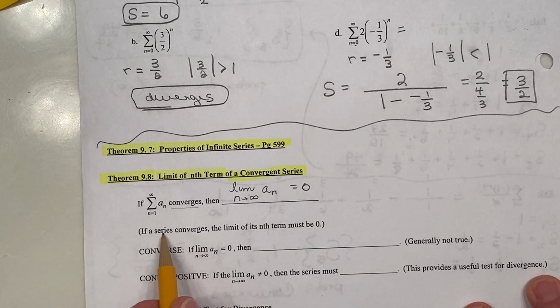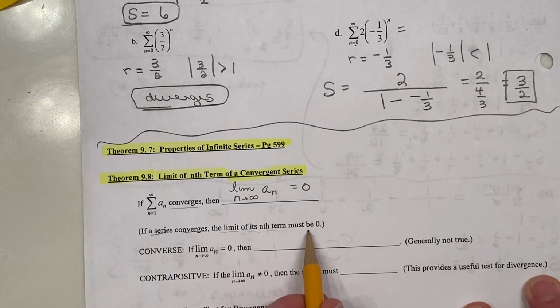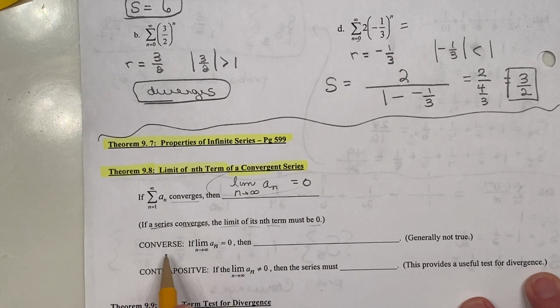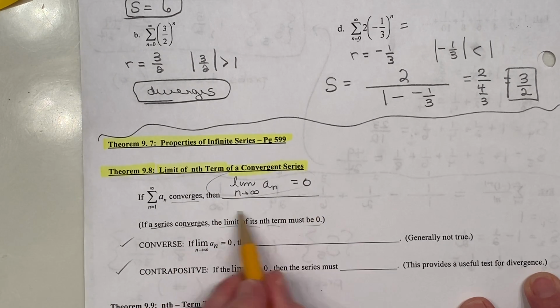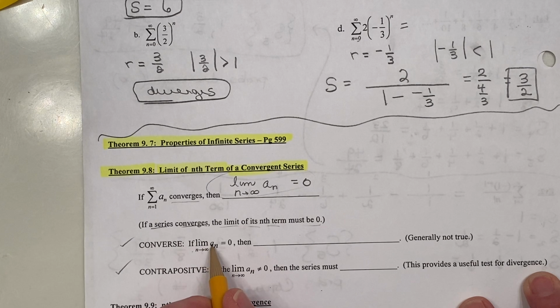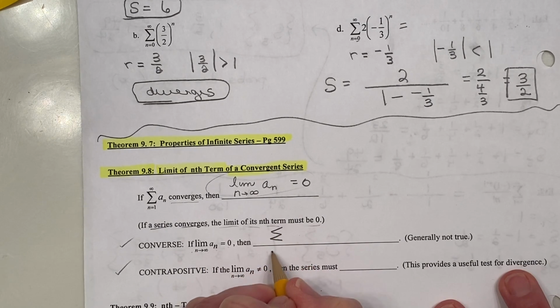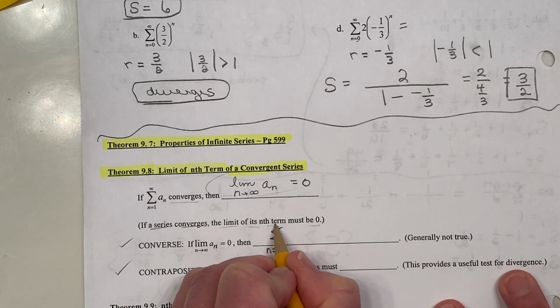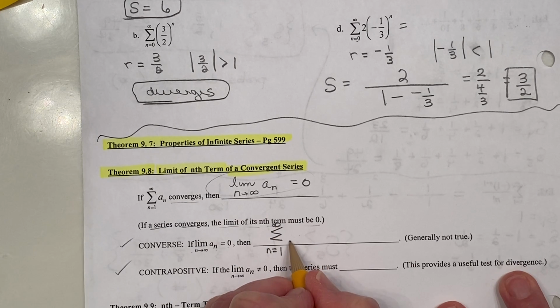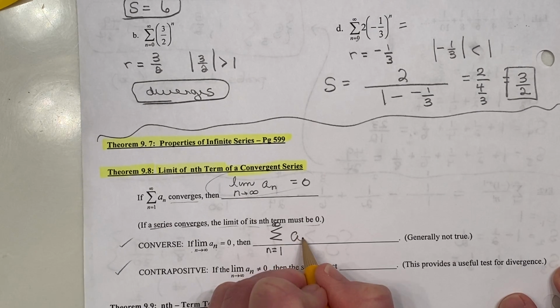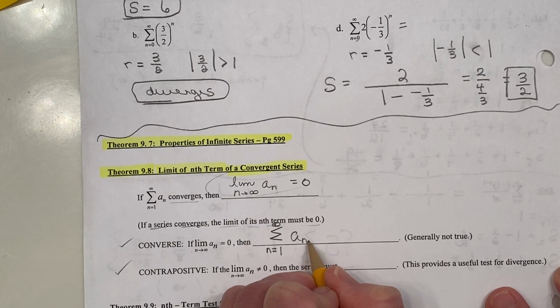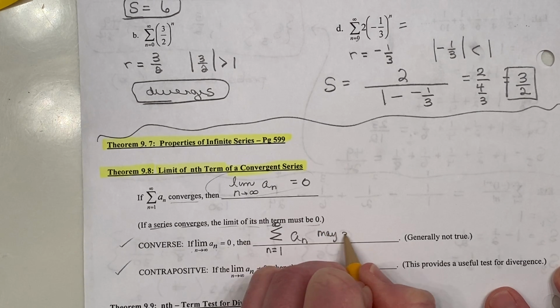Furthermore, it says if a series converges, the limit of its nth term must be 0. That's this statement. Some things to think about, what this is not saying. If the limit does go to 0, with no mention of convergent or divergent, then that series may or may not converge. So the converse is not true. Just because I see the later terms are going to 0, I don't know what happened before those later terms. This may or may not converge.